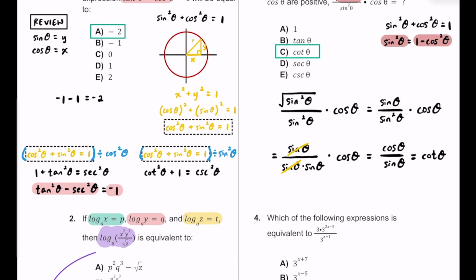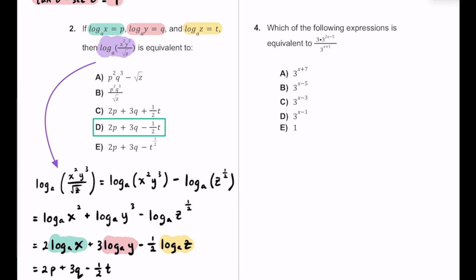All right, here is one final example. For number 4, it looks like we're dealing with some exponents. The question for number 4 is which of the following expressions is going to be equivalent to this expression here. In the numerator, we have 3 multiplied by 3 raised to the 2x minus 5 power, all over 3 raised to the x plus 1 power.